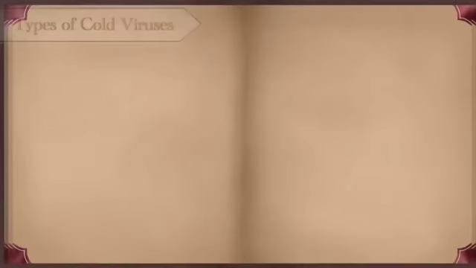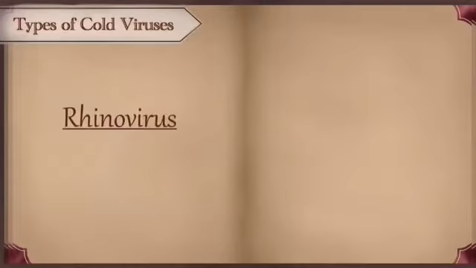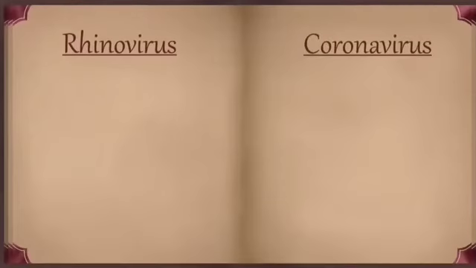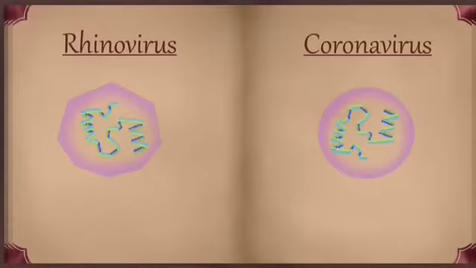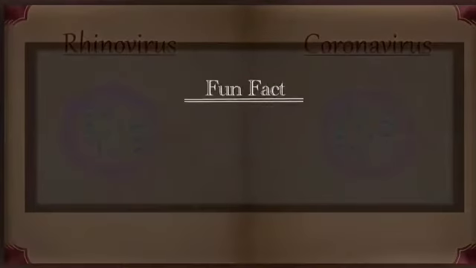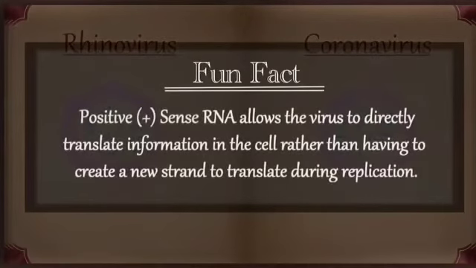So far, we know two types of cold viruses, the rhinovirus and the coronavirus. As you've probably already guessed, COVID-19 is a part of the coronavirus family, and with that comes specific advantages that make it superior in infectivity. Starting with their similarity, both viruses have a positive sense RNA and a protein capsid. Fun fact, the positive sense allows for the virus to directly translate information in the cell, rather than having to create a new strand for the cell to translate during replication.